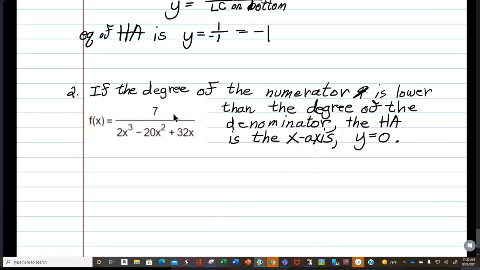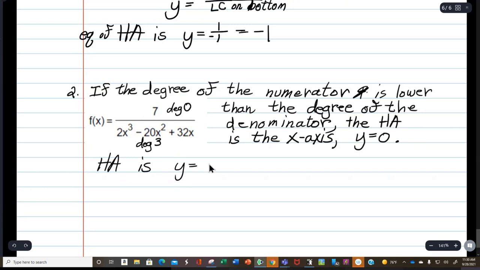So here the degree of the top, the numerator, is 0, because constants are always degree 0. The degree of the bottom is the degree of the leading term on the bottom, and that's 3. The degree of the top is lower than the degree of the bottom. The degree of the numerator is lower than the degree of the denominator. So the HA is y equals 0, which is the x-axis.